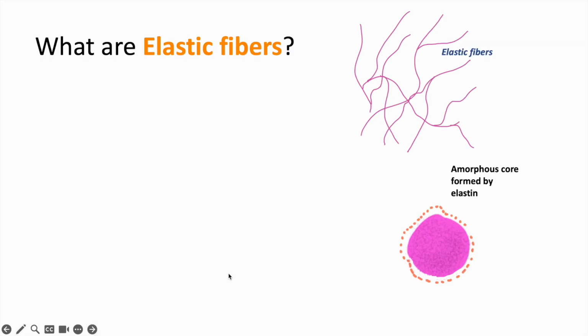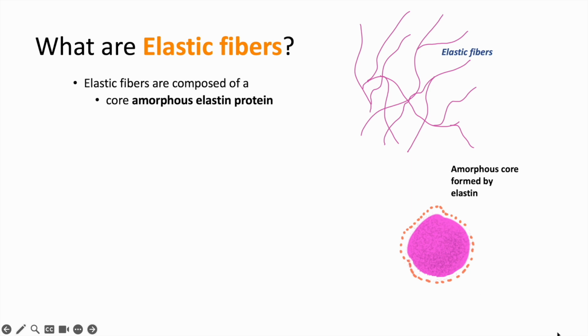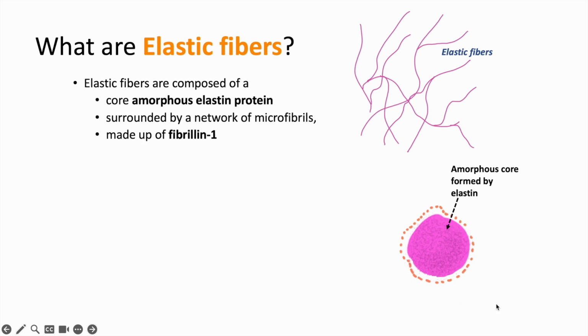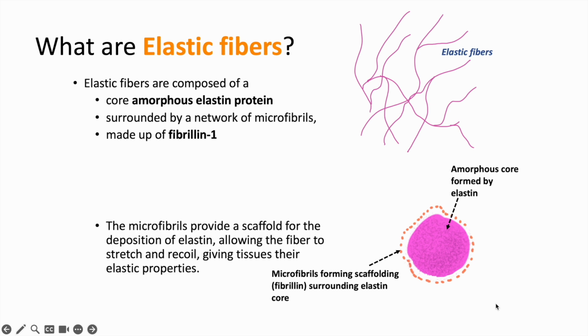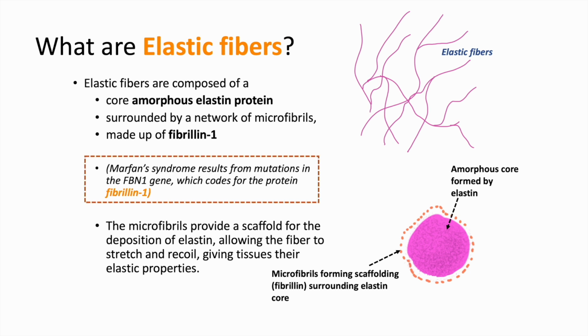So, what are elastic fibers? Elastic fibers are composed of a core amorphous elastic protein as seen here, surrounded by microfibrils, see the orange dots, made up of Fibrillin-1. So, what do these do? They provide a scaffold in which the elastin is deposited, allowing the fiber to stretch and recoil, giving the tissue a typical elastic property.